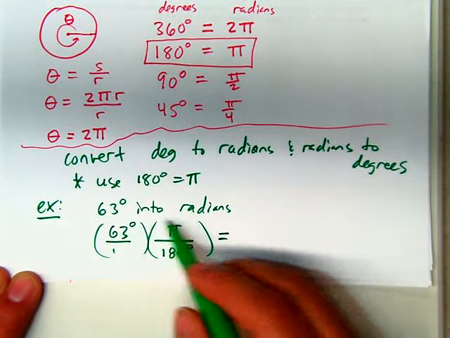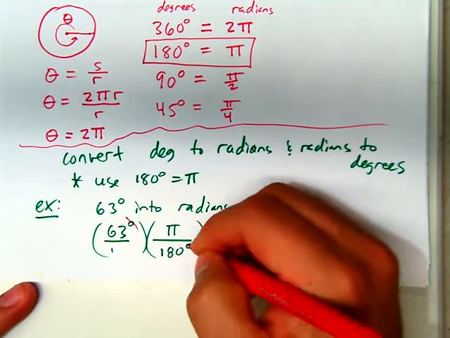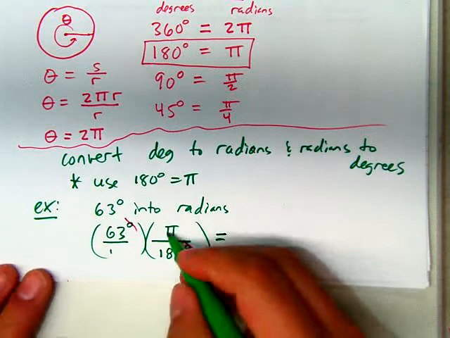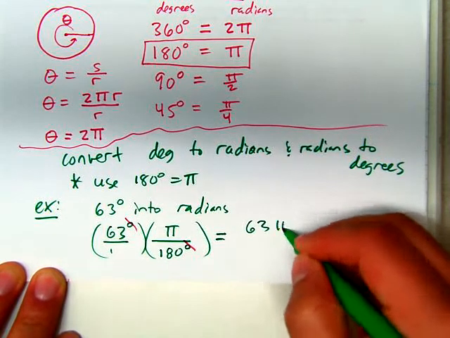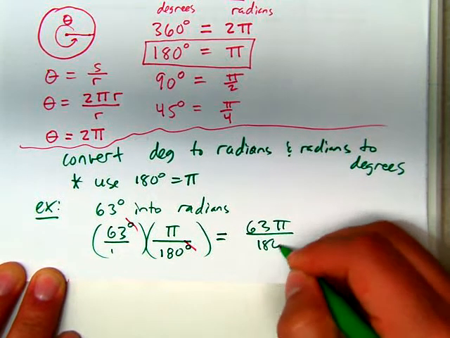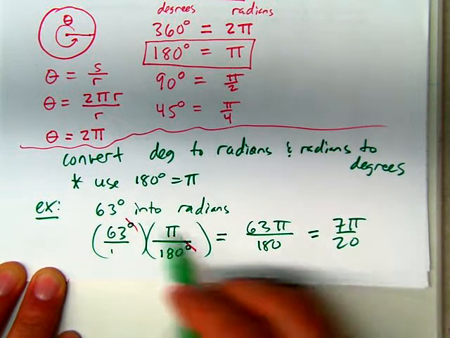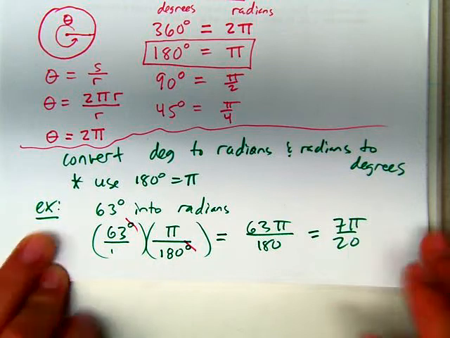the degrees will actually cancel out. Degrees divided by degrees gives us nothing. In other words, we're going to end up with radians. And we get 63 times pi divided by 180, which reduces to 7 pi over 20. Okay, so 63 degrees is the exact same thing as 7 pi over 20 radians.